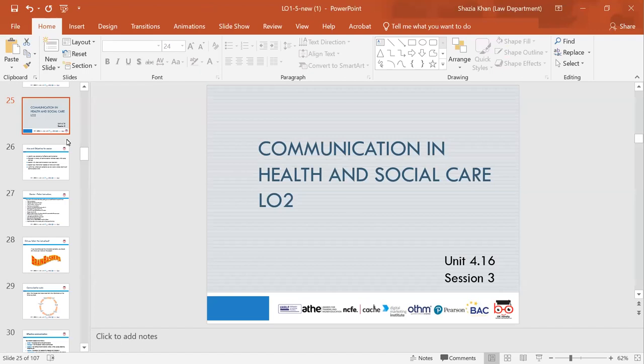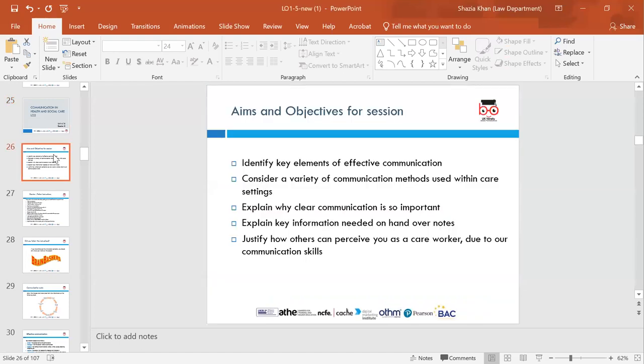Hi, so today we're going to look at session 3, which is to look at the indicative content of session 3, which is the aims and objectives for this session, which is for health and social care. So the aims and objectives are to identify key elements of effective communication, to consider a variety of communication methods used within care settings, and to explain clear communication and why it's so important.